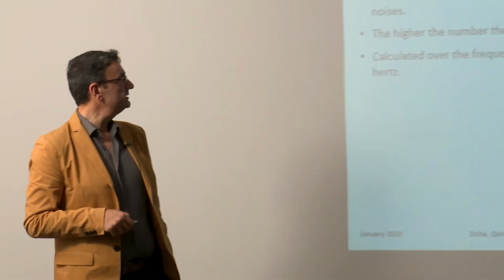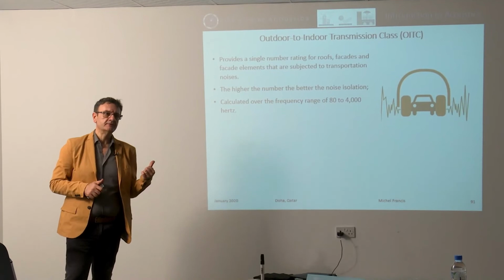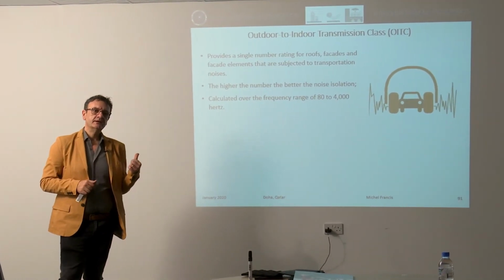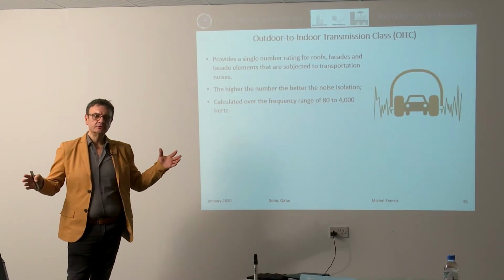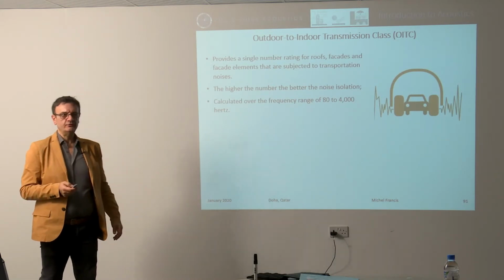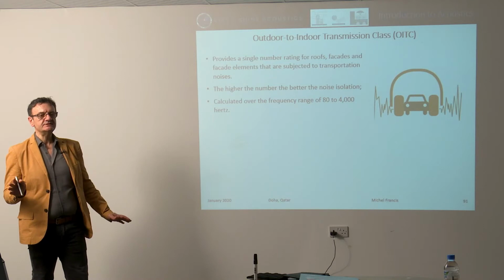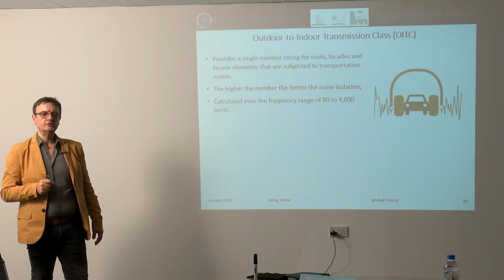The higher the number, the better the noise insulation, and that is also similar to the STC, calculated over a frequency from 80 to 4000. And here you can see that the range is a bit bigger. That is because transportation noise goes into this range. So you have a range of frequency going as low as 80 hertz and up to 4000 hertz. This is the range that is of interest to us when we are calculating OITC.